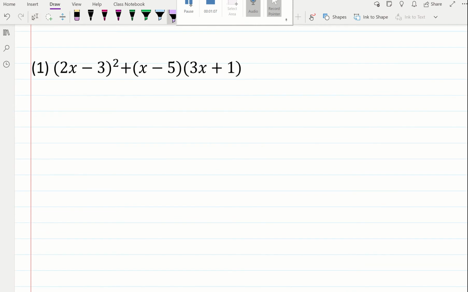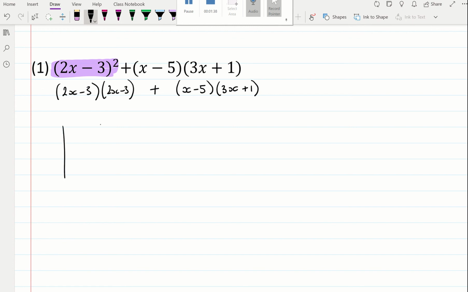Question 1. The first thing I'm going to do is write this out as a double bracket. So I'm going to rewrite the question: 2x minus 3 times 2x minus 3. Remember, when the double brackets are next to each other, they are multiplied. So 2x minus 3 times 2x minus 3, and then plus the next double brackets, x minus 5 times 3x plus 1. And the first thing you need to do is to expand the brackets separately, and I'm going to use the box method.